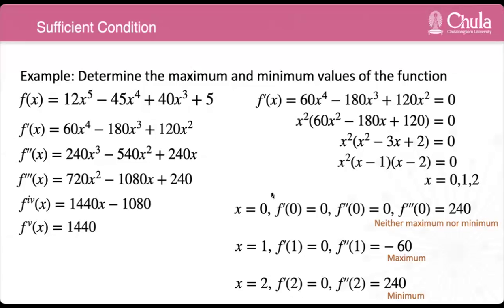Then we find the extreme points first. We know that the first property is the derivative must be 0, right? But we cannot say whether it's a minimum, a maximum, or neither. We find x first. So we have 3 candidates: 0, 1, and 2.